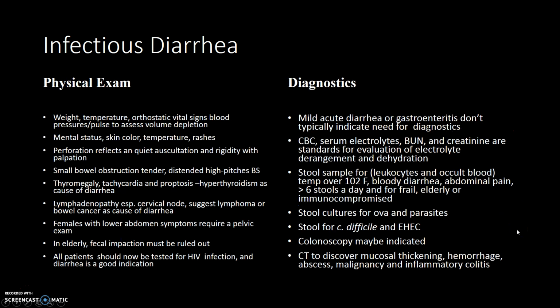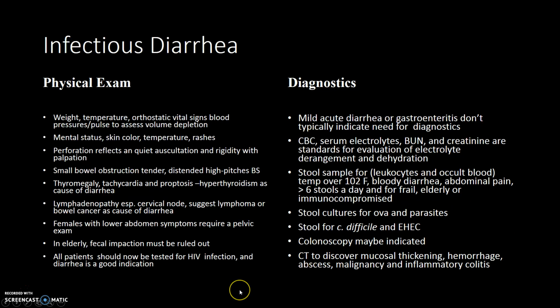So in our physical exam, it's imperative we get a weight, temperature, orthostatic vital signs that include both the blood pressure and the pulse, and you're looking specifically at volume depletion. You look at mental status, skin color, temperature, and rashes. Perforation reflects a quiet auscultation and rigidity with palpation. Perforation of the bowel. Small bowel obstruction, you're going to see a tender abdomen, distended, high-pitched bowel sounds.